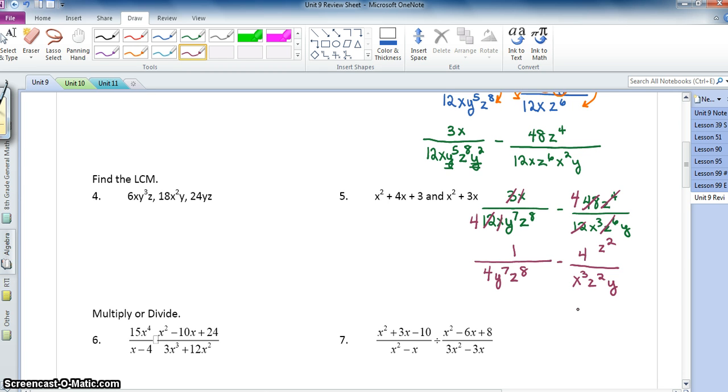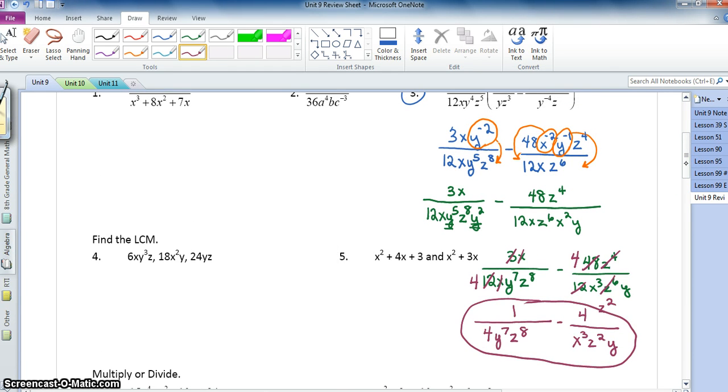And if I take a look at everything that I have here, I don't have anything else that I can cancel or simplify. I cannot cancel those 4's because there is subtraction in between. You can never cancel over addition or subtraction. So I would have to go ahead and stop. This would be my simplified answer.